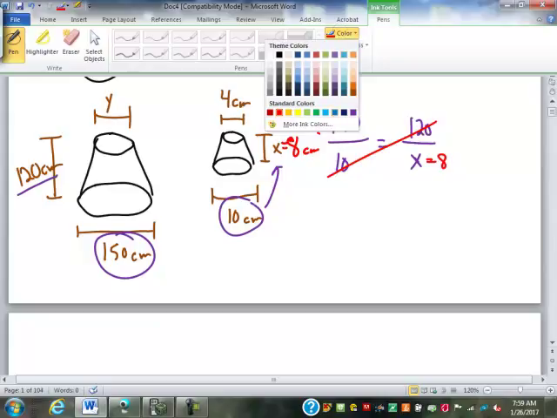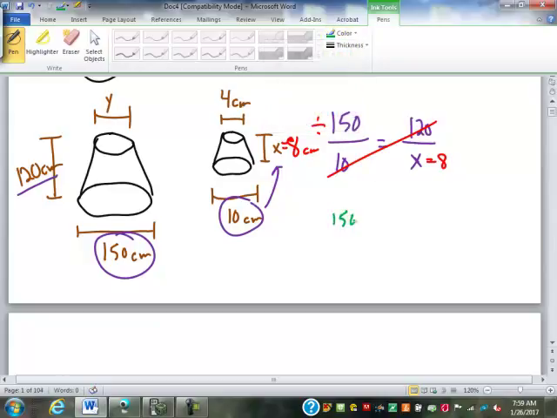To find y, 150 over 10 again. Where's y go? Y goes on top because it comes from the same figure as the 150. What goes below it? The 4. Cross multiply and divide there. Y is 60 centimeters.